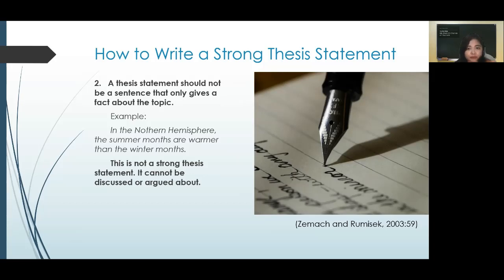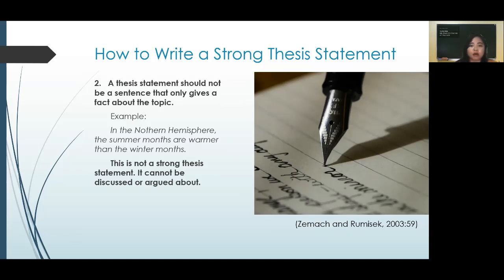In the northern hemisphere, the summer months are warmer than the winter months. Okay, this is the result of a research. It is a general fact, a general truth. So we can discuss this thesis statement, it can be debated, we can argue a lot about this. So maybe this does not belong to a strong thesis statement. It can be a thesis statement, but it's not that strong.